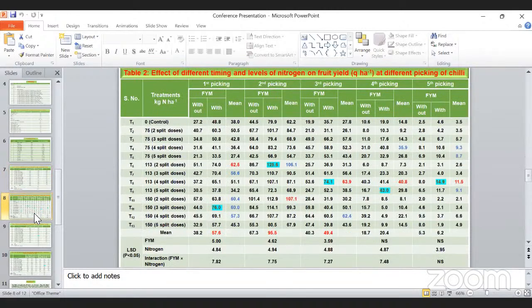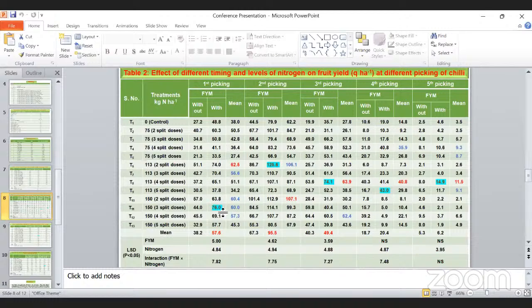Effect of different timing and level of nitrogen on fruit yield at different pickings of chili. In this, there are 5 pickings, and the second picking has the highest fruit yield, then the first picking, then the third, then the fourth, and the last, the 5th picking, is at physiological maturity. The farmyard manure plots have higher fruit yield as compared to the plots without farmyard manure in the first, second, third, fourth, and 5th picking.